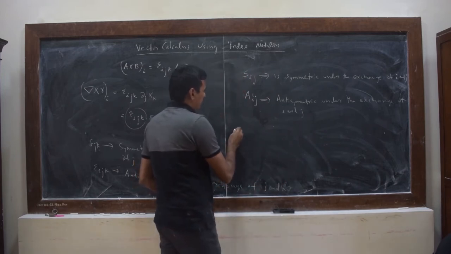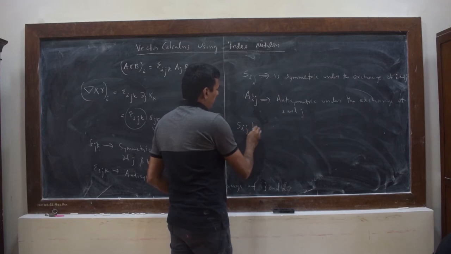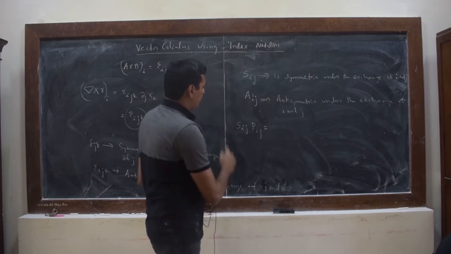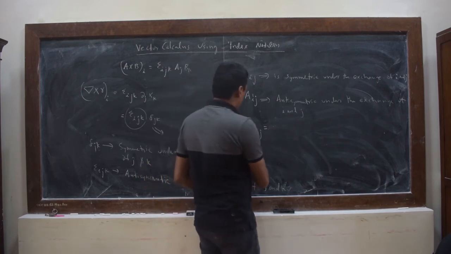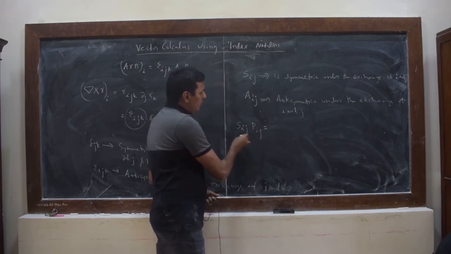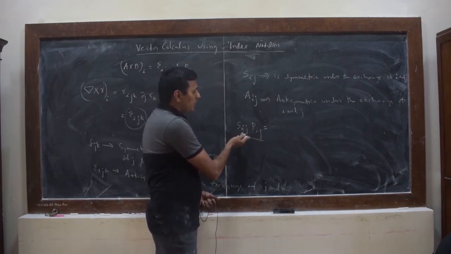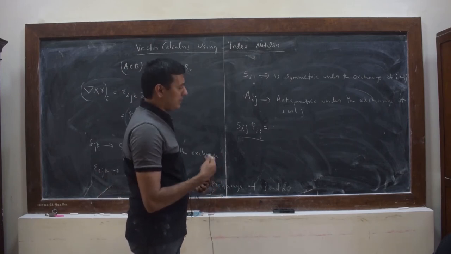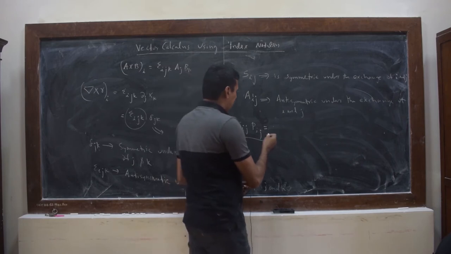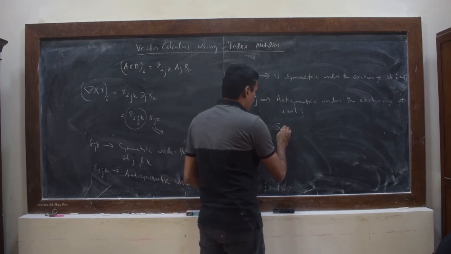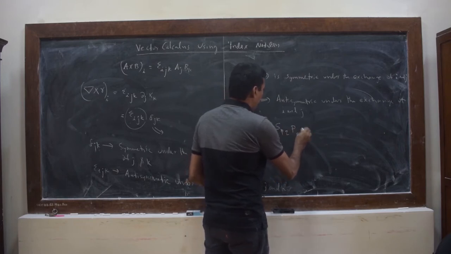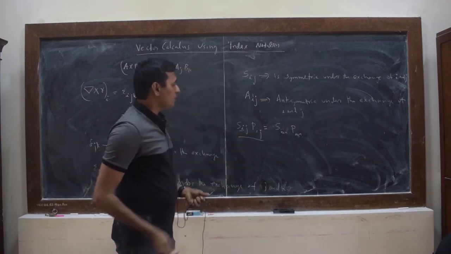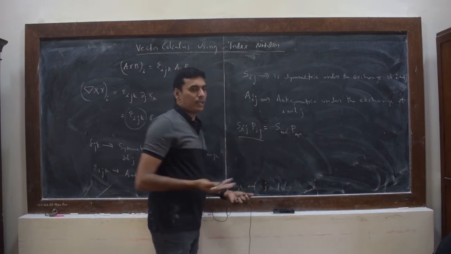Okay, so let's look at the product S ij A ij. If you look at this product, you can see that this object is just a number, because both i and j are dummy indices. It doesn't matter what index you use. Instead of S ij A ij, you can write S mn A mn. You can use any index, since it is a dummy index.